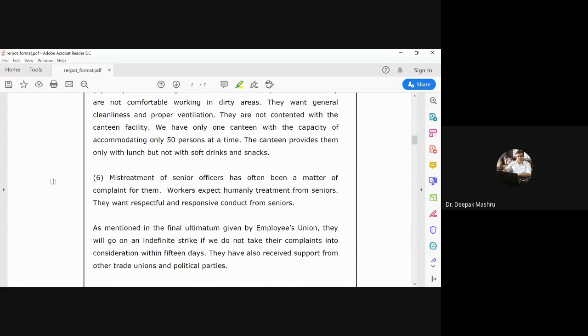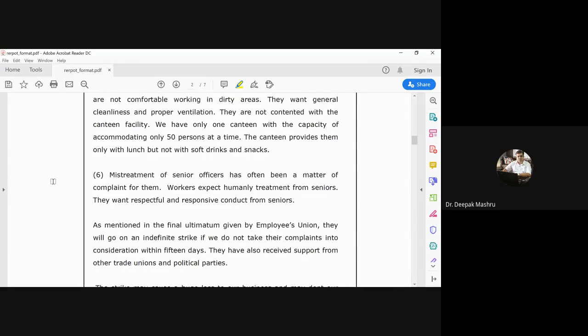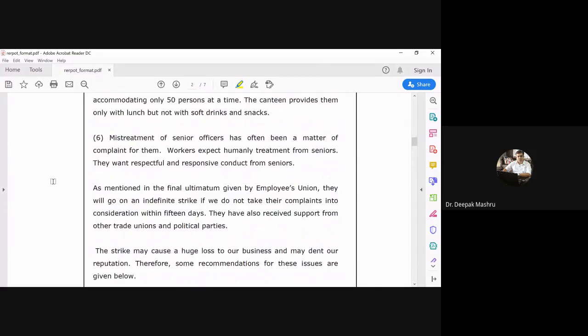Sixth one is mistreatment by senior officials. This is a common thing that you find. In college you find ragging. In corporate you find mistreatment. Right? It has often been a matter of complaint for them. Workers expect humane treatment from seniors. They want respectful and responsive conduct from seniors. This is a big problem. Right? Even the police department is facing such kind of problems nowadays.